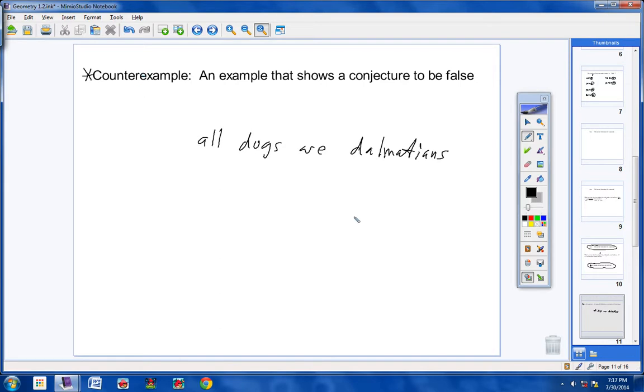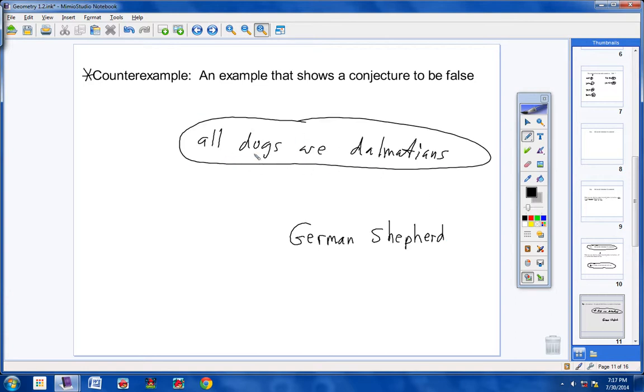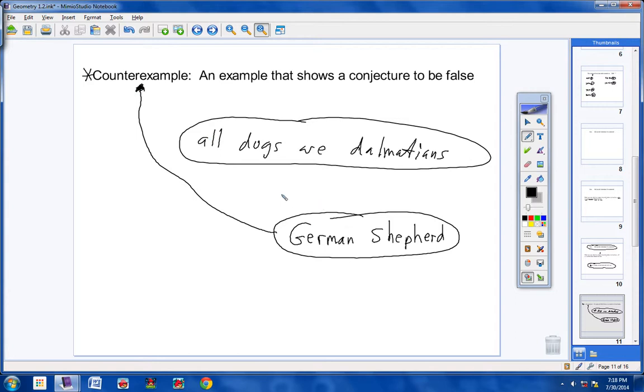So all that I have to do is leave the room and come back in with a what? A German Shepherd. And as soon as I walk in the room with the German Shepherd, I just proved your conjecture wrong. All dogs are not Dalmatians. And how did I prove that? I used a what? A German Shepherd. Do you know what the German Shepherd is? It's a counterexample. Do you see now what a counterexample is? It's whatever you use to prove a conjecture false.